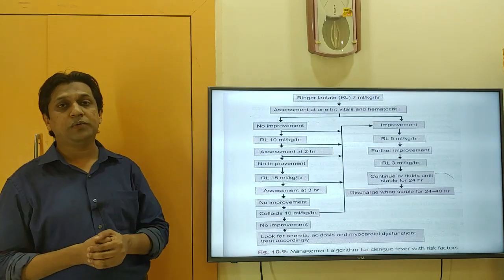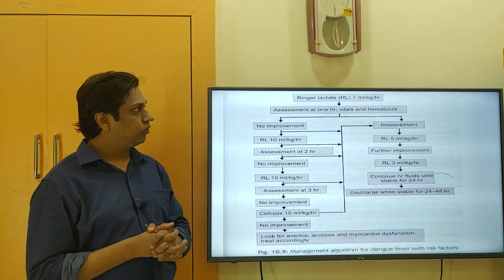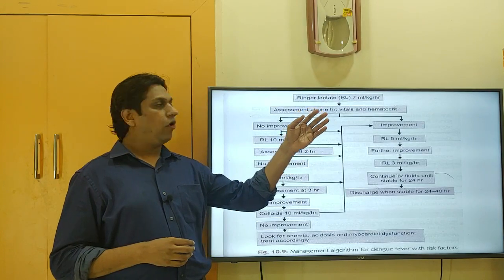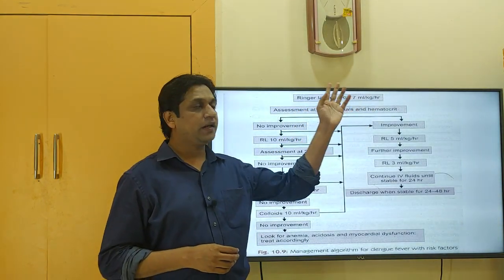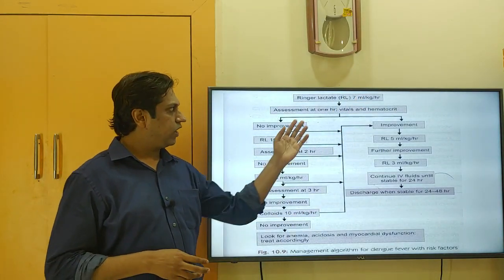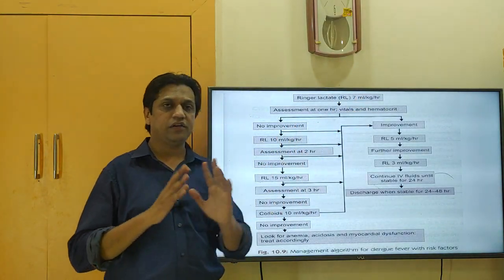So how much fluid is to be given on admission? It should be based on the body weight. Ideally the crystalloid like Ringer's lactate, 7 ml per kg per hour, is to be given, and we have to assess the vitals and the hematocrit at the first hour.